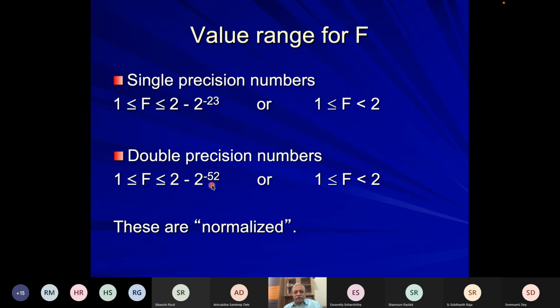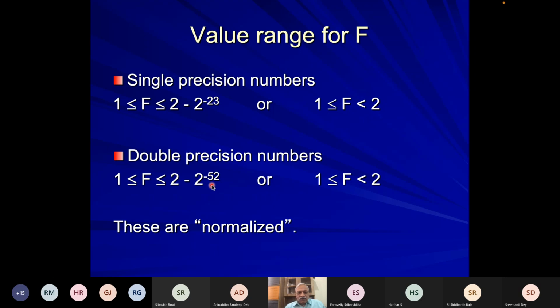So when we represent numbers in this way, always between 1 and 2, these are considered as normalized. If you take a floating point number which is not normalized, that means the fraction part is not between 1 and 2, you can always adjust it. You can multiply the fraction part suitably so that it becomes between 1 and 2, and the corresponding adjustment can be done in the exponent part.